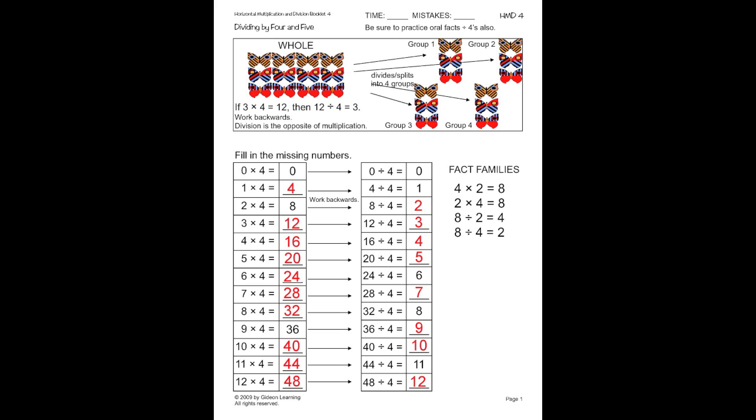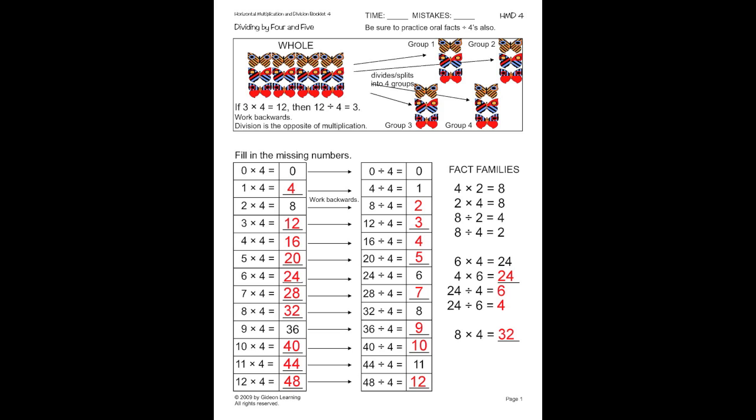There's another fact family down here. 6 times 4 is equal to 24. So let's go ahead and make this pretty quick. 4 times 6 is also equal to 24 because multiplication is commutative. So then I can also say 24 divided by 4 is equal to 6, and 24 divided by 6 is equal to 4.